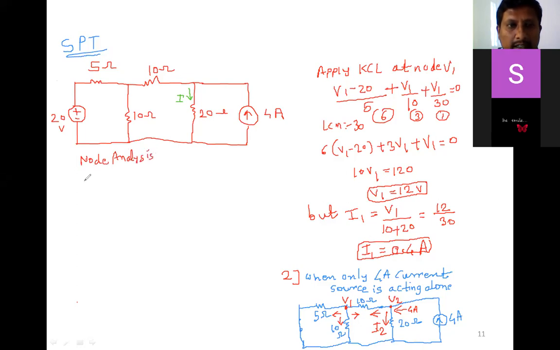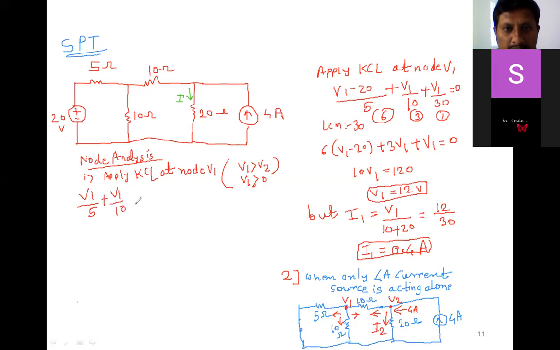So I will directly write here. Apply KCL at node V1. Assumption: I will write V1 is greater than V2, and V1 is greater than 0. So you can write the equation now: V1 divided by 5 plus V1 divided by 10 plus (V1 minus V2) divided by 10. All are positive because all are outgoing currents. So take the LCM of 10, 2, 1, 1.